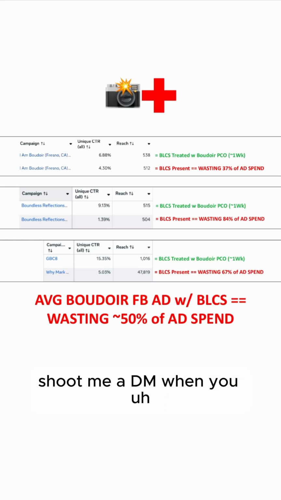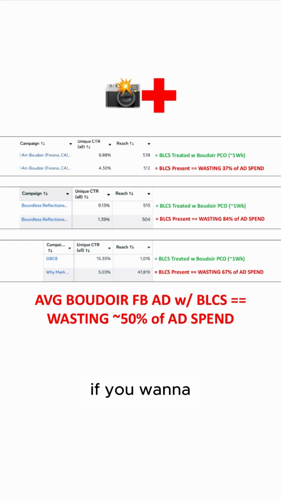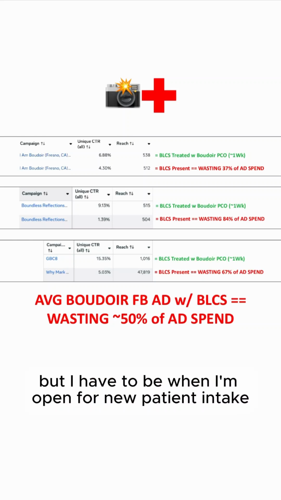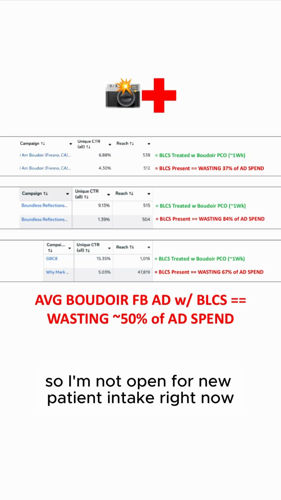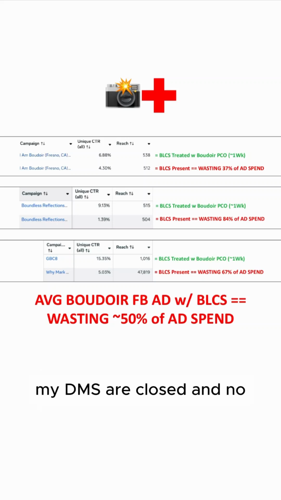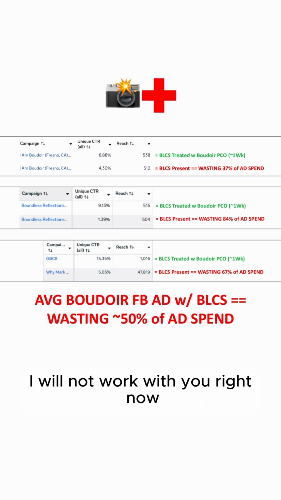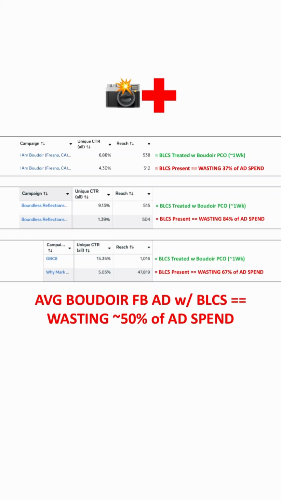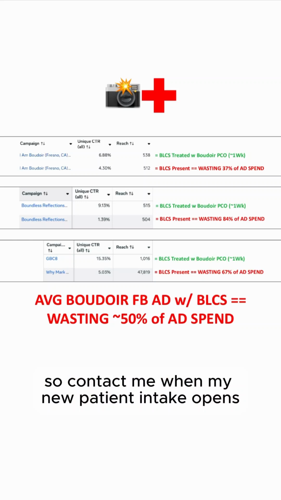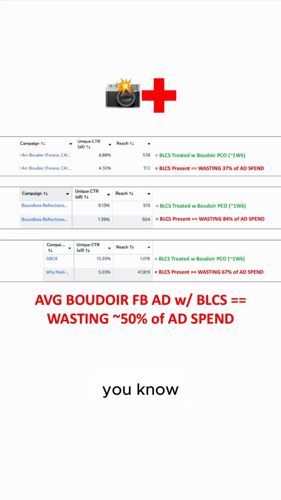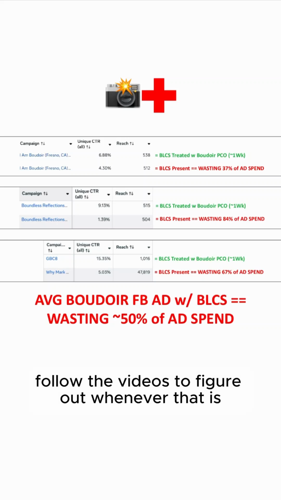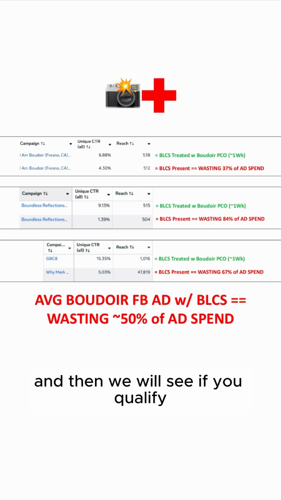Shoot me a DM if you want to achieve all these things. But it has to be when I'm open for new patient intake. I'm not open for new patient intake right now. My DMs are closed. And if you find a way to contact me right now, no, I will not work with you right now. So contact me when my new patient intake opens. Follow the videos to figure out whenever that is, and then we will see if you qualify.